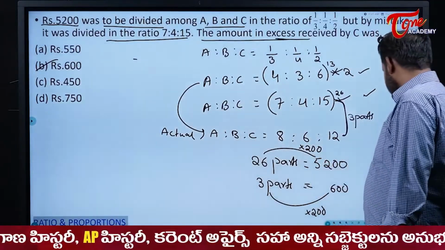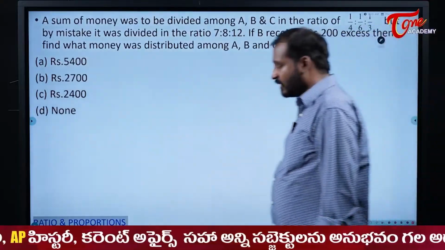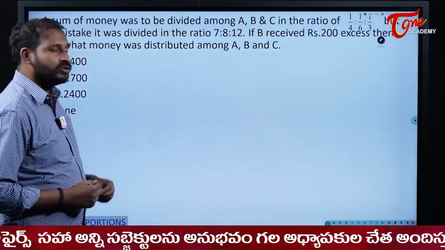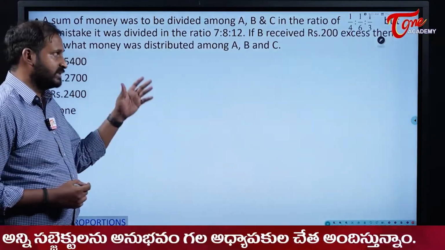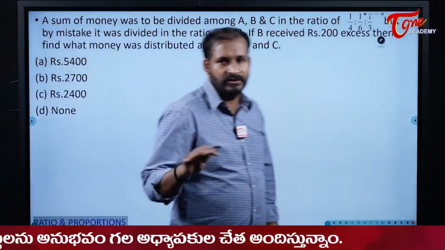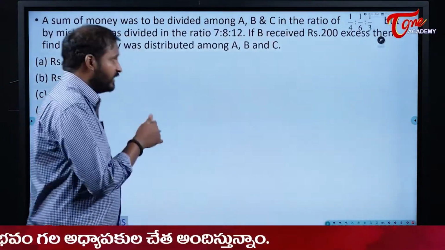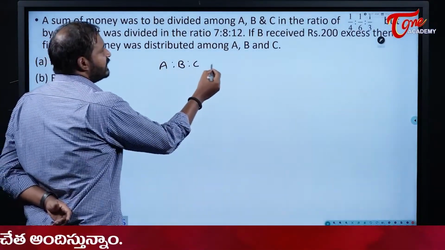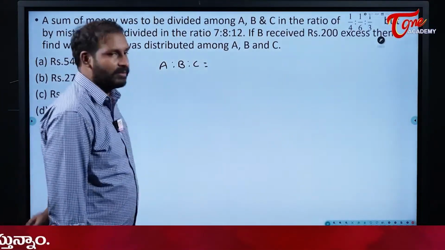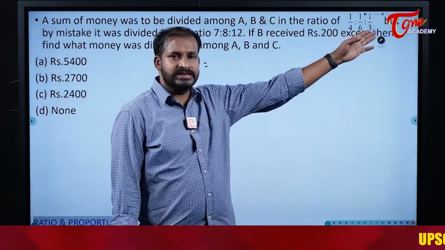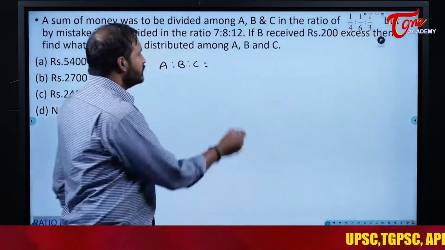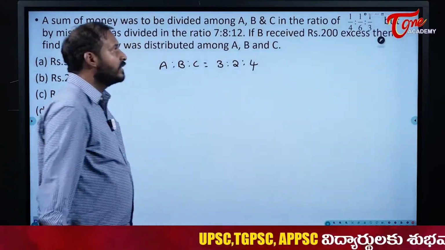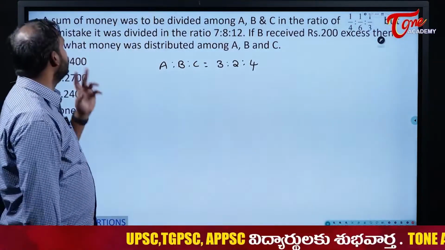Okay, next one. A sum of money was to be divided among A, B and C in the ratio 1/4:1/6:1/3. Similar one, try to pause the video and try to solve it. Anyway, we will solve it here. Now A, B and C in what ratio? Actually they gave 1/4:1/6:1/3. Directly I will take the LCM. What is the LCM of 4, 6 and 3? 12. So the ratio will become 3:2:4. In this ratio they should divide.